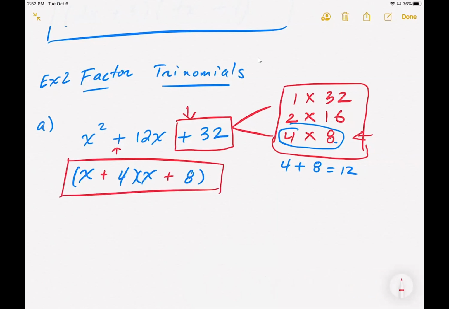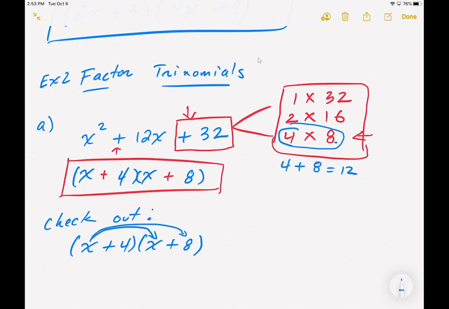And if you're in doubt, ladies and gentlemen, you can always check it. How do we check this? Remember, I told you guys that chapter 6 is the reverse operation. If you distribute, do you agree that x times x will give me x squared? X times 8 gives me 8x. And 4 times x gives me 4x. And 4 times 8 gives me 32.